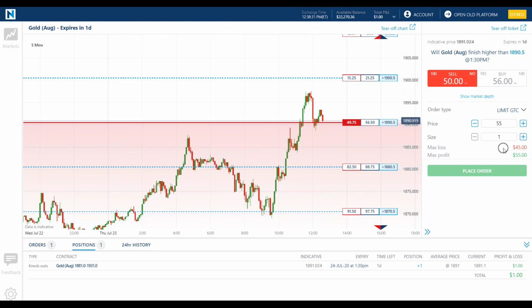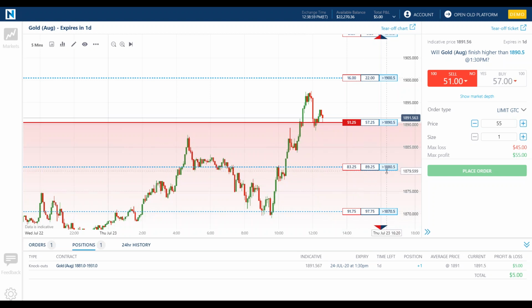If that sounds confusing, your maximum potential profit and maximum potential loss are always calculated on your order ticket beforehand, and you simply have to make a prediction. Do I think it's going to finish higher than this price, yes or no? It's a proposition. That's it. And the prices that you're trading are the current market's price of the probability of it being true.